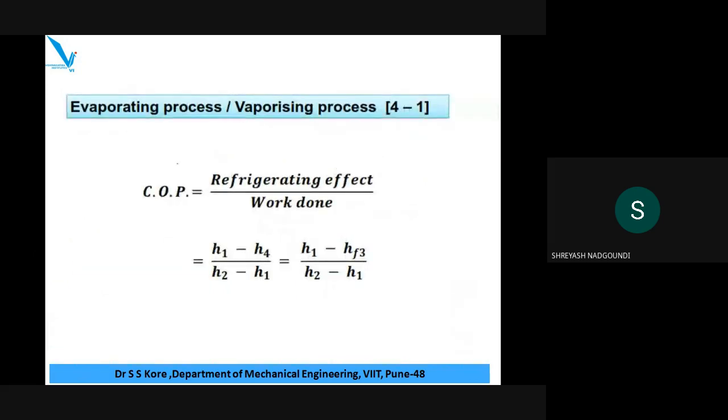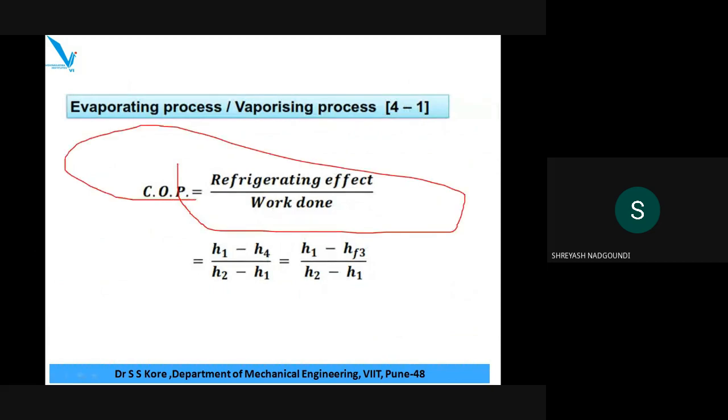So the COP is equal to the refrigerating effect upon the work done, that is equal to H1 minus H4 divided by H2 minus H1, or that is equal to H1 minus HF3 divided by H2 minus H1.